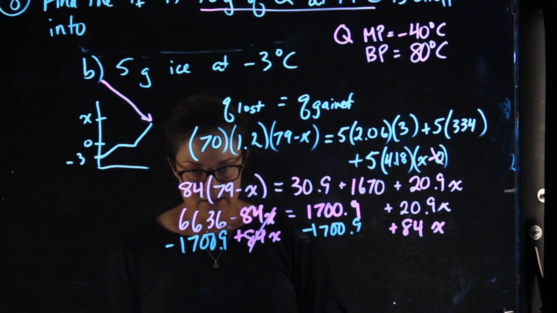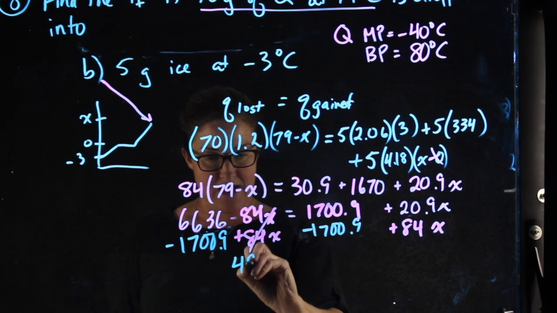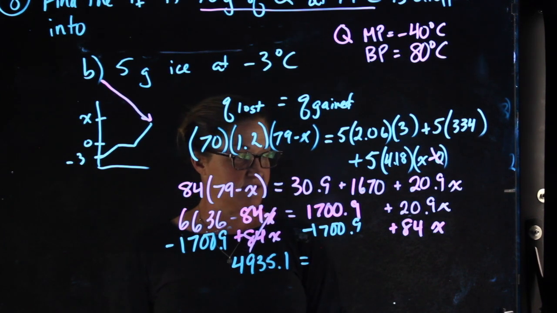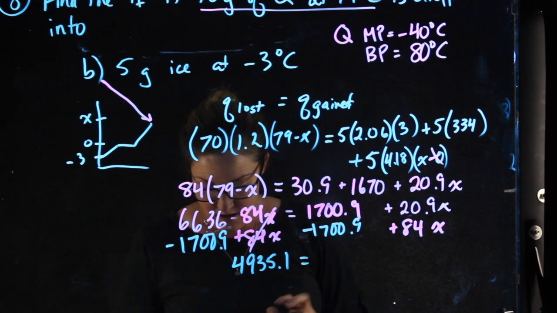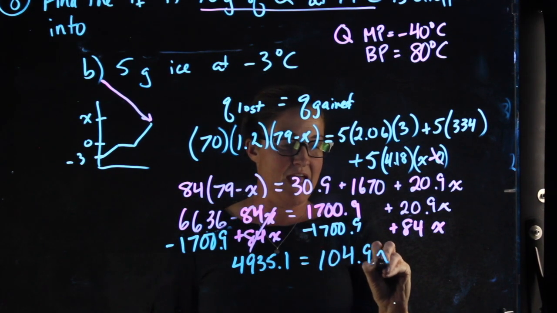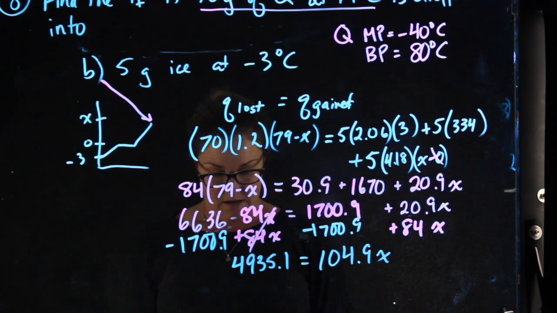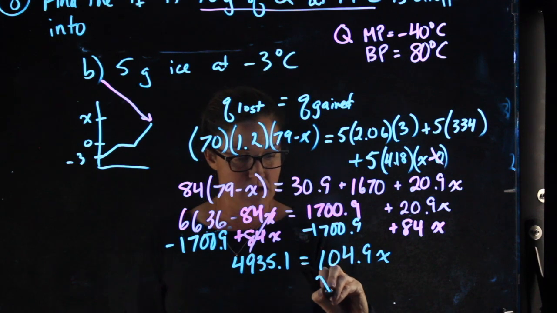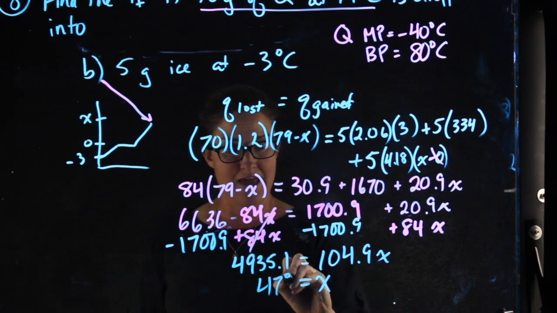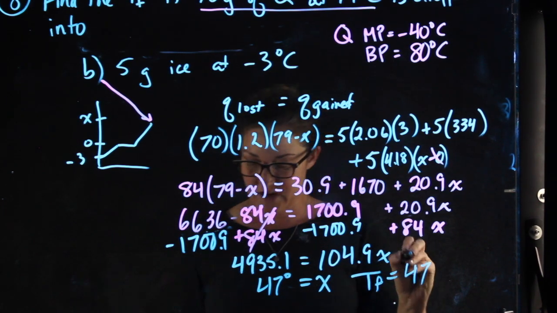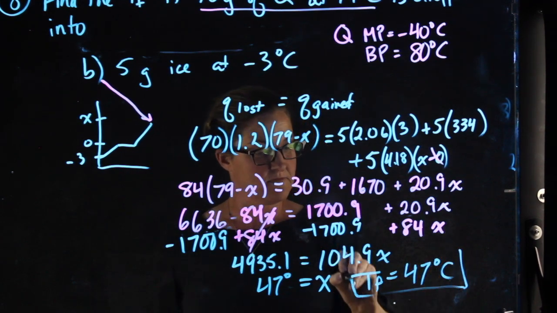So 6636 minus 1700.9 leaves me with 4935.1 on the left, and 20.9 plus 84 gives me 104.9x on the right. 4935.1 I'm going to divide by 104.9 to get x alone, and I get 47 degrees Celsius. This is indeed my final temperature, 47 degrees Celsius.